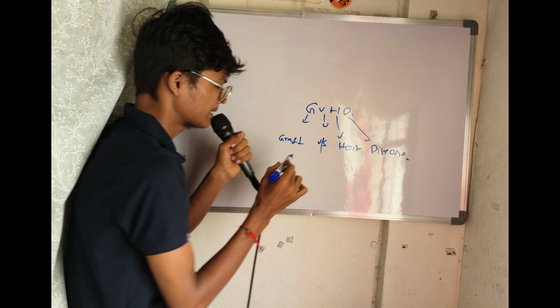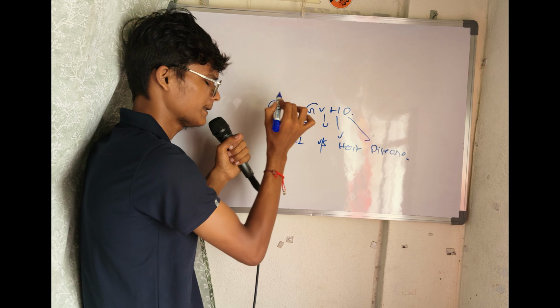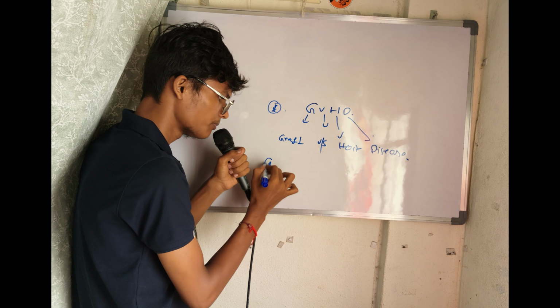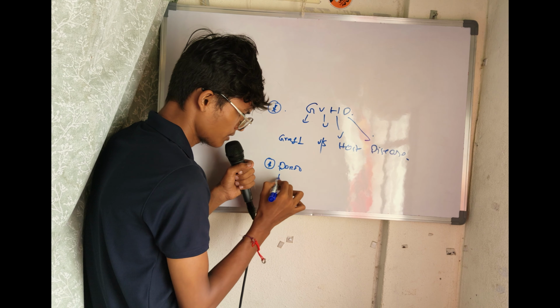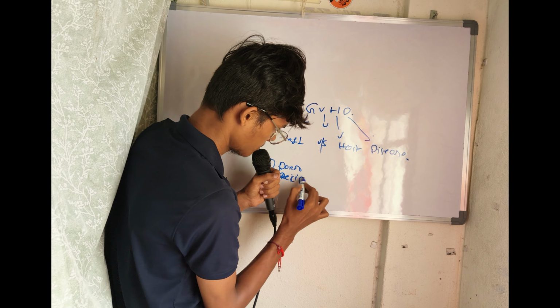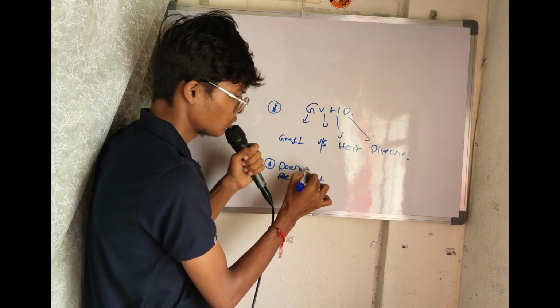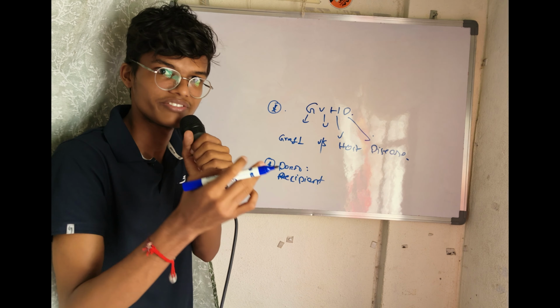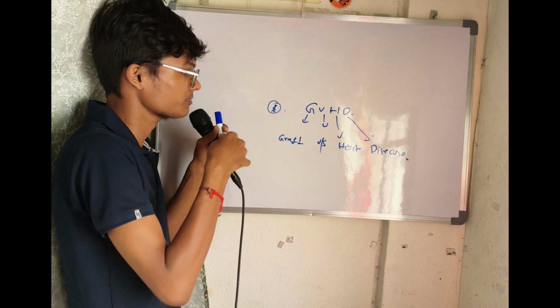Okay, now let me explain two terms. I will explain this very clearly. What is donor and what is recipient? Donor, who is giving; recipient, who is taking. Okay, now I think you have clarity about what is donor and what is recipient.